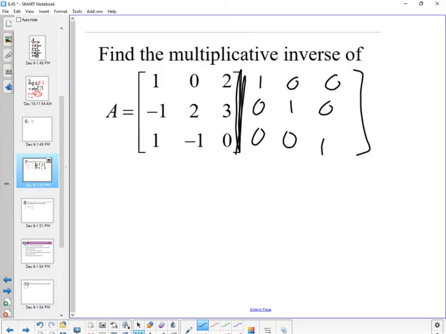How would you do it with the quick method? You cannot. The quick method does not work here. So I'm going to show you a quicker method.